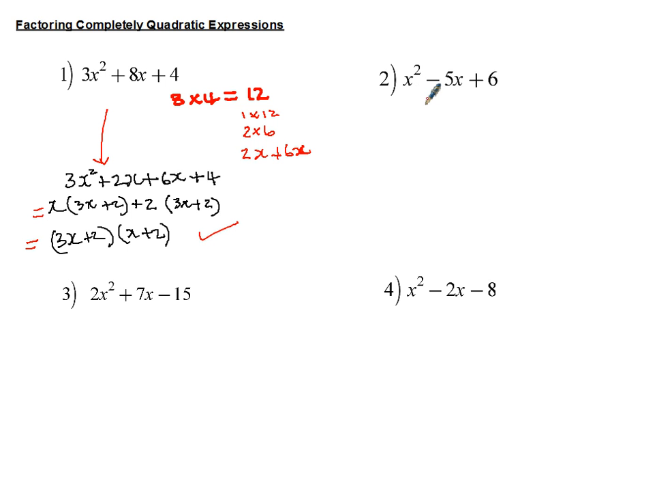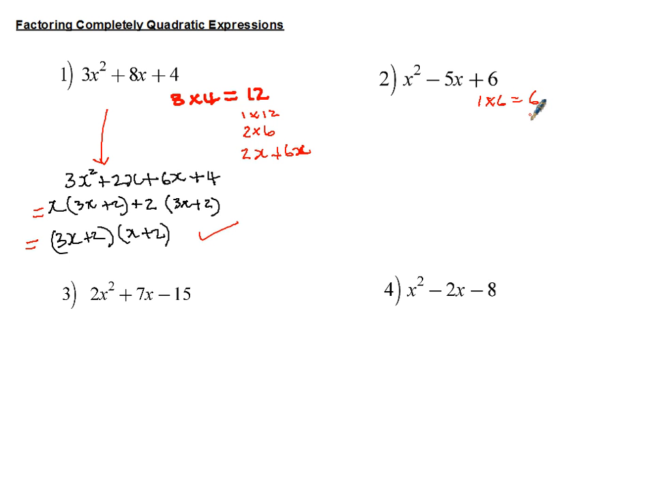The next one, number 2. A is 1, B is negative 5, and C is 6. So by the AC method, we're going to multiply 1 by 6. So 1 times 6, positive 1 times positive 6, of course, that's going to give me positive 6. So I need two numbers now, so that when I multiply them, I get positive 6, and when I add them, I get negative 5.